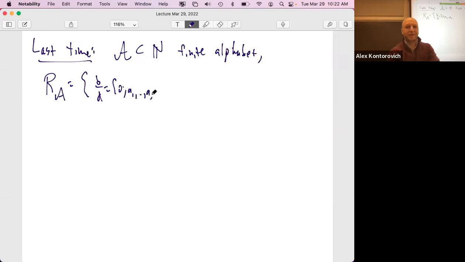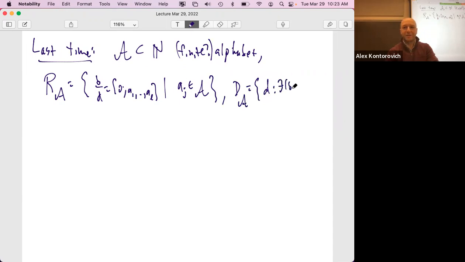Like in the thesis you showed us, where it says the alphabet of all evens, right? For example, yeah. So finite, sometimes not. Alphabet. R_A is the set of all fractions. D_A is the set of all denominators for which there exists a numerator coprime to it with b over d in R_A.